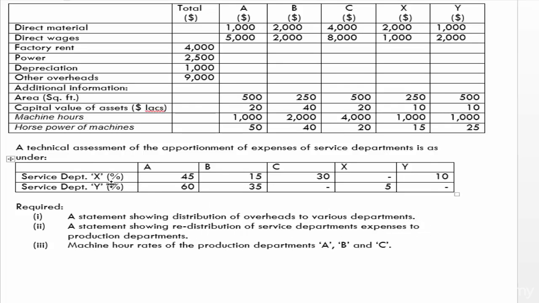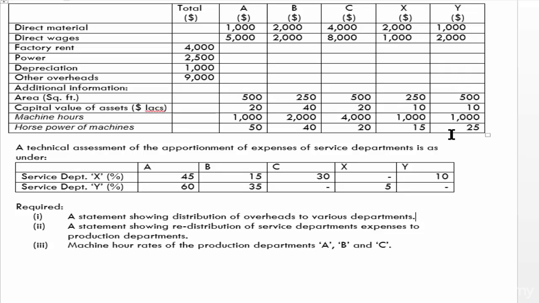Yes, service departments X and Y will have some expenses. They will have additional expenses, in addition to this, because of distribution of these overheads. So those have to be redistributed to the production departments A, B and C, and we have to show that statement. And the third one is we have to find the machine hour rate of production departments A, B, C. That is nothing but we'll derive the total cost of A, B, C, that has to be divided by the number of machine hours, so we will get the machine hour rate.